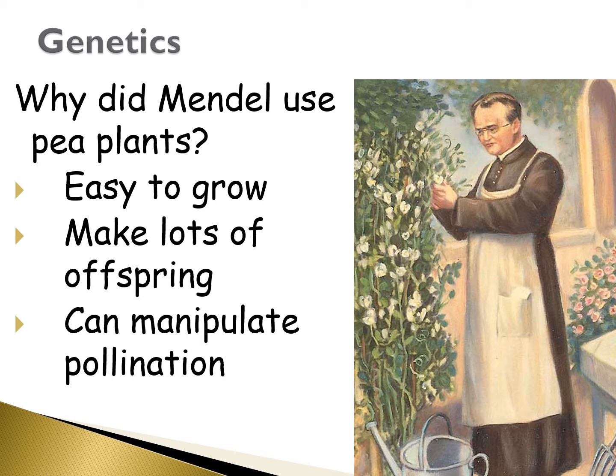And we can manipulate pollination. Pollination is how pollen goes from one flower to the next. Well, pollen to plants would be like the sperm to an animal. Not exactly the same, but I'm just going to use that analogy. And inside the flower is the ovary where the eggs are being held.